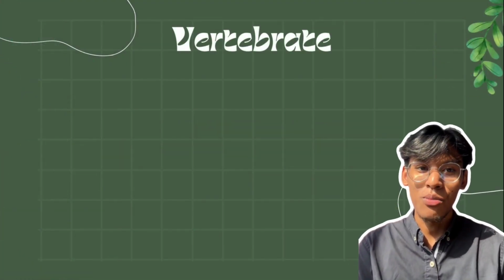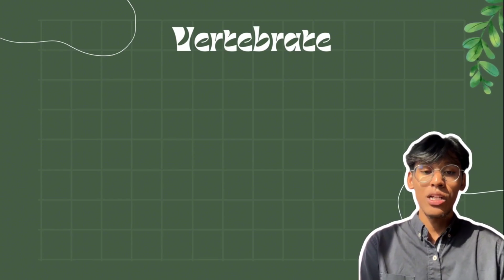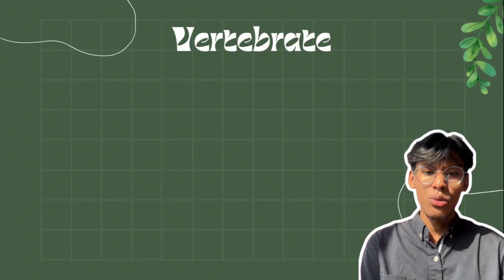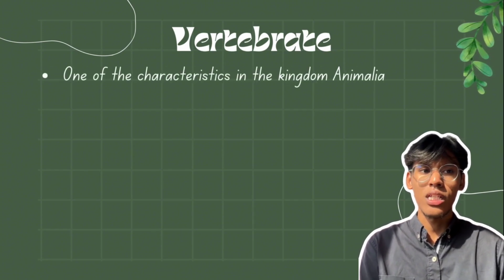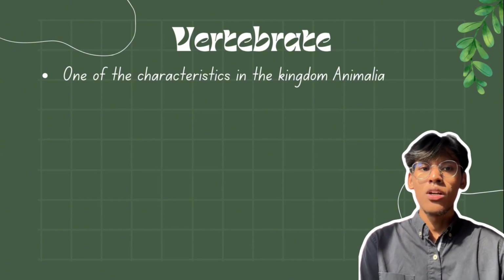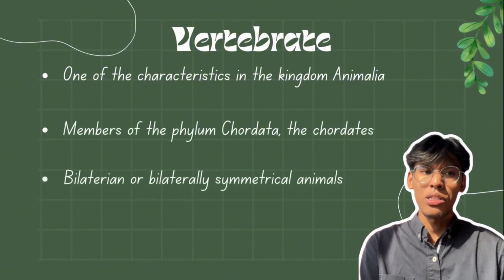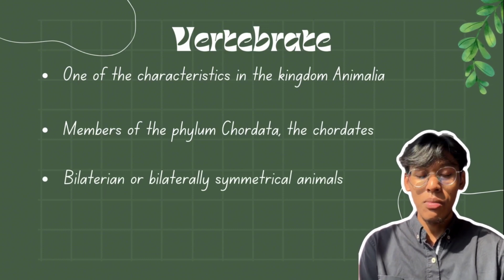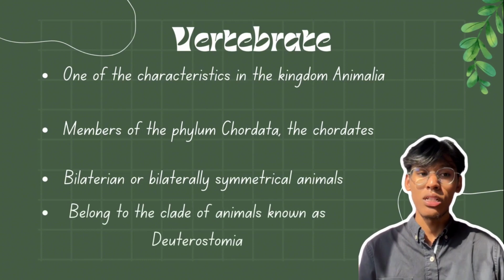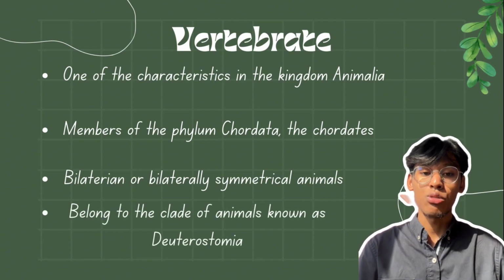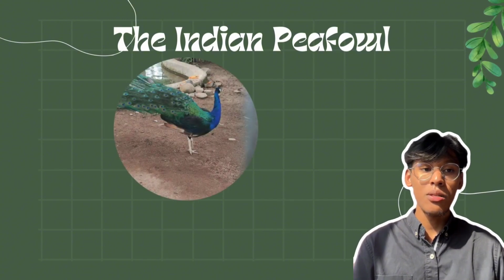Assalamualaikum warahmatullahi wabarakatuh. My name is Muhammad Wafi Aki bin Abdullah from AS2551B. Today, I will be talking about vertebrates, which is one of the characteristics in the kingdom Animalia. Vertebrates are members of the phylum Chordata, the chordates. Chordates are bilaterian, or bilaterally symmetrical animals, and within Bilateria, they belong to the clade of animals known as Deuterostomia. The first vertebrate animal I will discuss is the Indian peafowl.